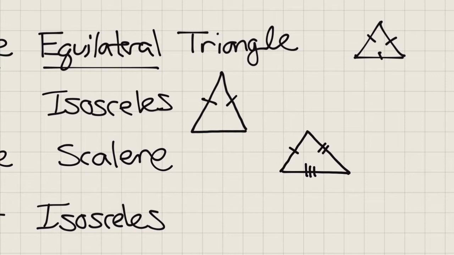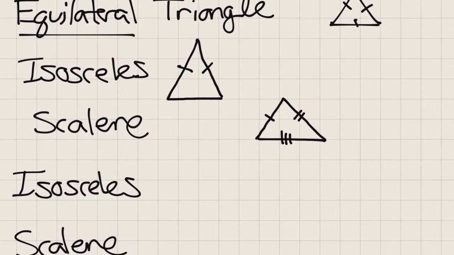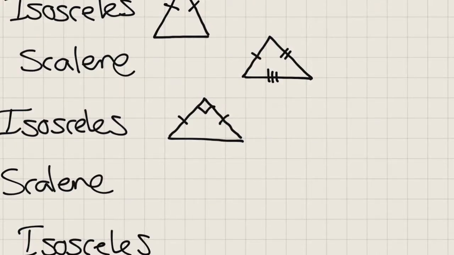Now, a right isosceles triangle is going to be one where you have a right angle and two sides that are the same. And a right scalene is our basic standard right triangle, where three sides are different and you have a right angle.